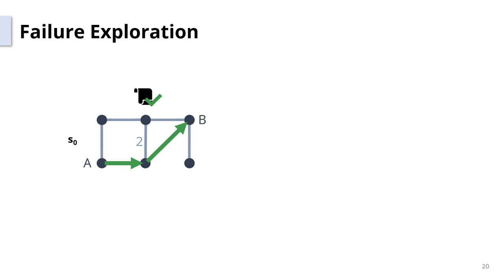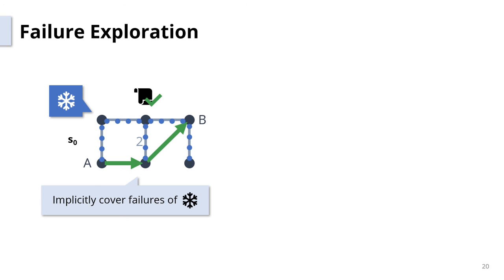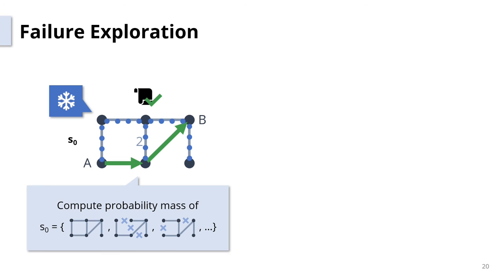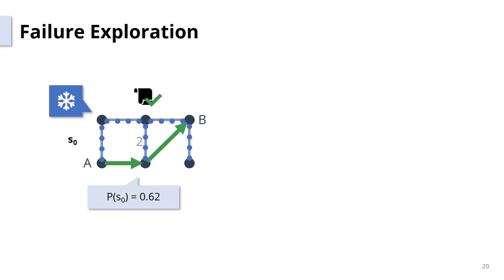Next, we identify the set of cold edges as exemplified before. Now, the key idea of NetDice is to implicitly cover any failures of these cold edges at once without having to explicitly explore them. To this end, we compute the probability mass of all equivalent failure scenarios. In this case here, this is equal to the probability that the two green links are not failing. In this example, let's assume this probability is 0.62. Note that this probability is way higher than the probability of the no failure state alone, as it involves also many more failure scenarios.